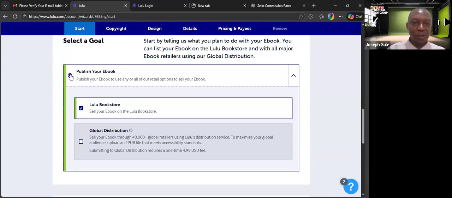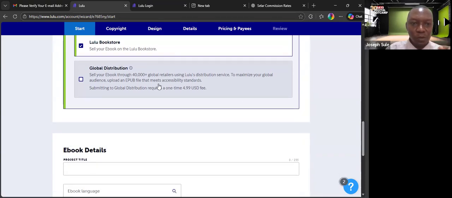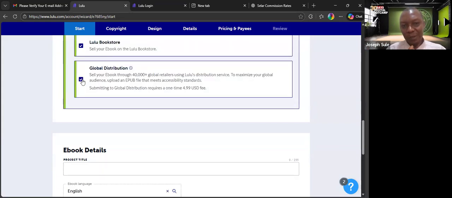So first, this is ticked because I want to publish my book. But if I want to go with the global distribution, watch this. It says sell your ebook through 40,000 plus global retailers. Is it Barnes and Noble? Is it Draft2Digital? Is it Okada Books? You know, as many retailers as possible. In fact, it says more than 40,000 plus. So if I say I want global distribution for this book that I'm about to upload, and I click it, what happens?